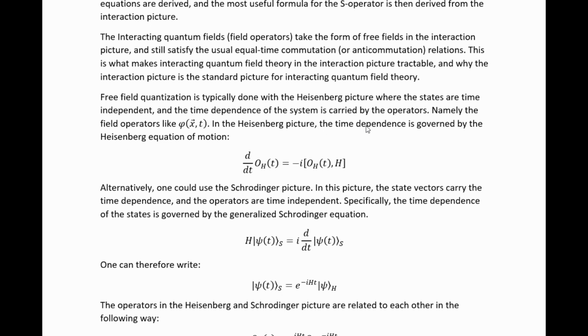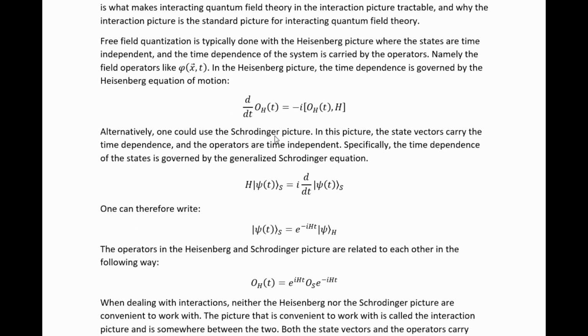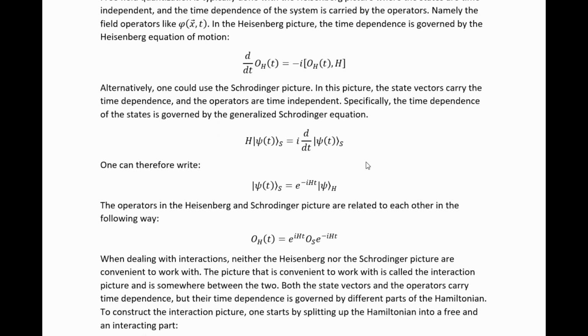In the Heisenberg picture, the time dependence is governed by the Heisenberg equations of motion, given here. Alternatively, one could use the Schrödinger picture. In this picture, the state vectors carry the time dependence and the operators are time independent. Specifically, the time dependence of the states is governed by the generalized Schrödinger equation, which is given here also in natural units.